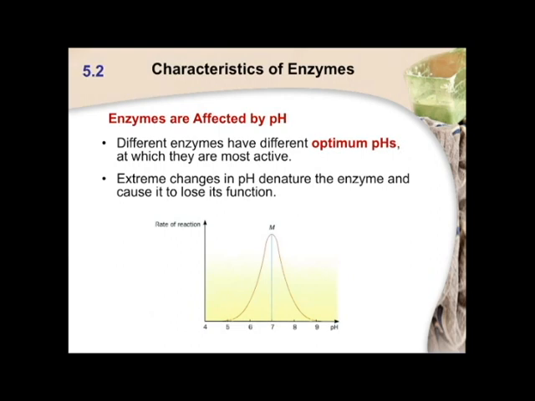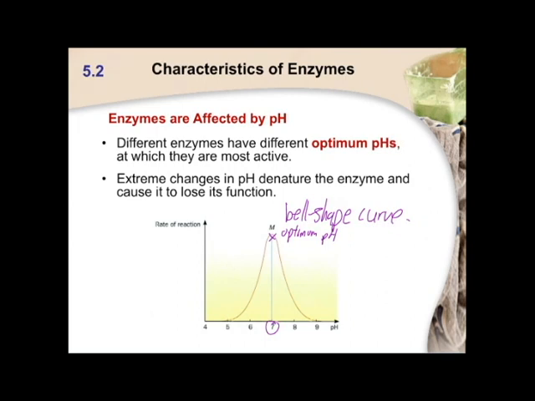Finally, we look at how enzymes are affected by pH. So different enzymes will have different optimum pH at which they are most active. So what happens is this is what we call a bell-shaped curve, in which there is only one optimum pH, and it's not because it is at 7. The optimal pH for most enzymes is not at 7.